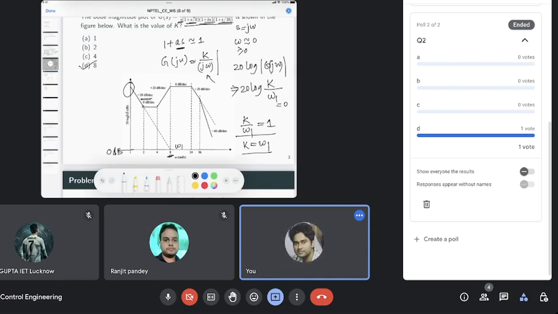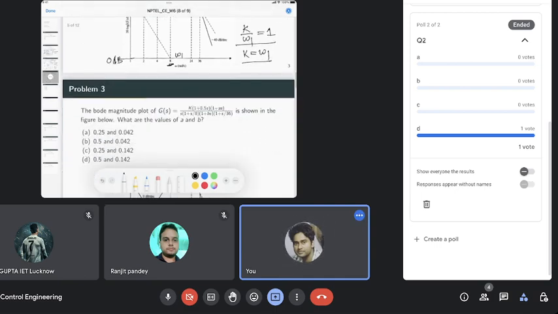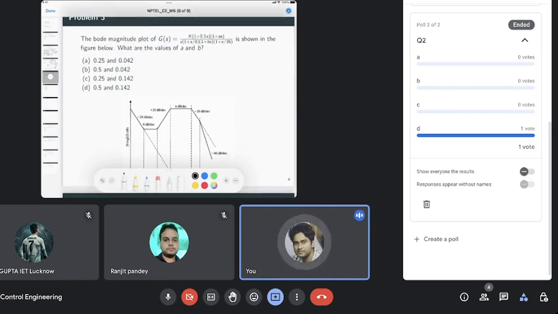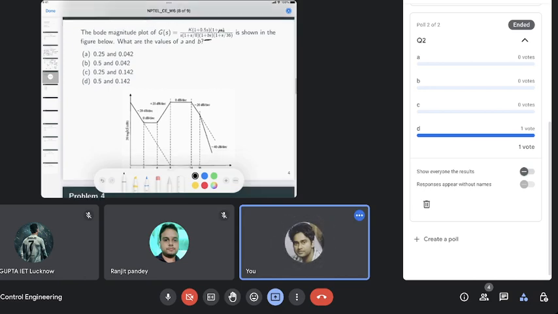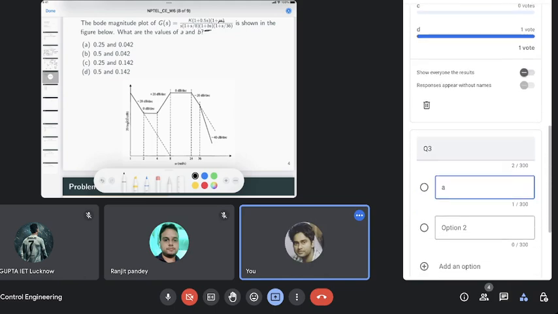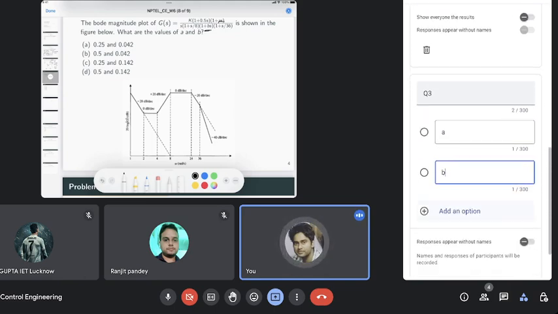Okay, so the next question, again with the same data, you have to find the values of A and B. 1 by A is actually the zero position, and 1 by B is actually the pole position. So you have to find these using that Bode plot.